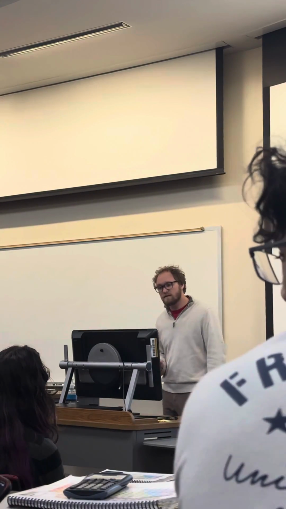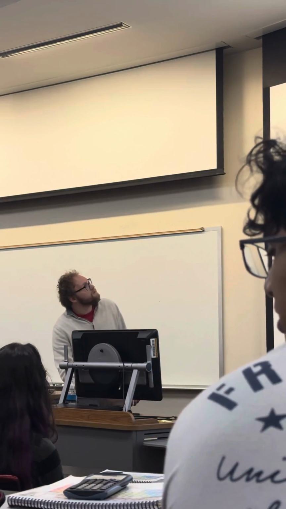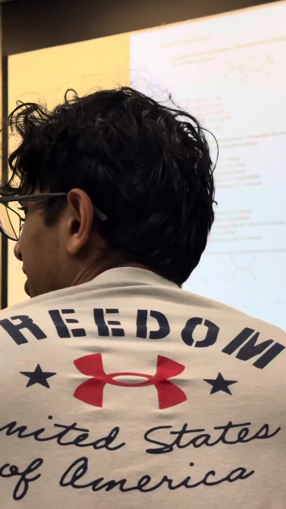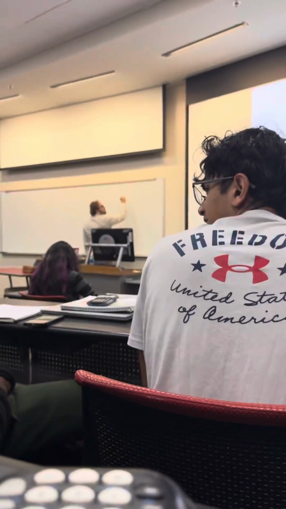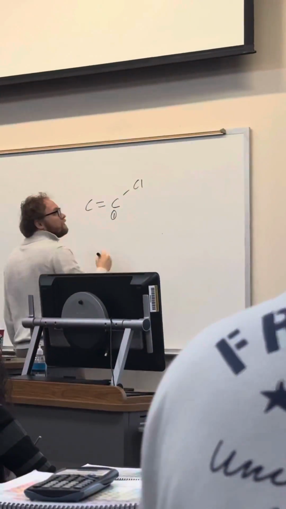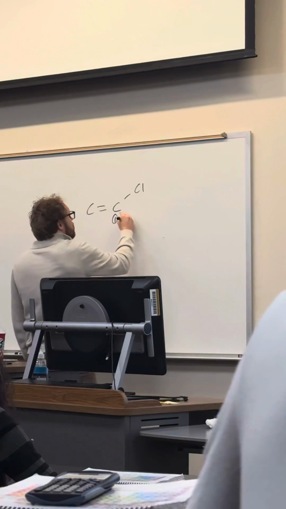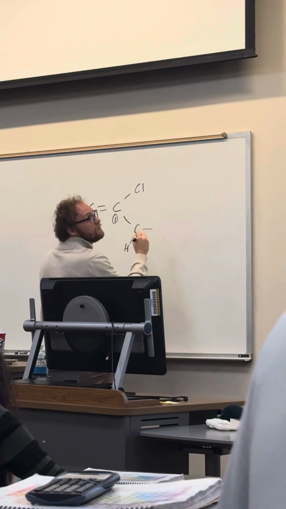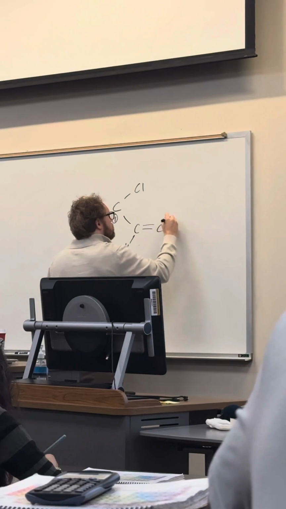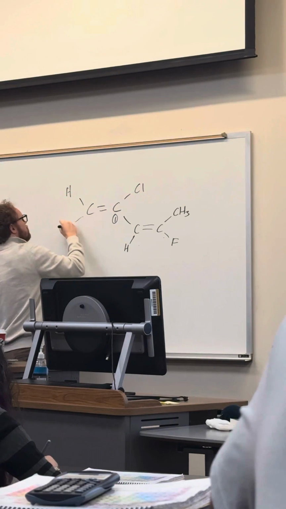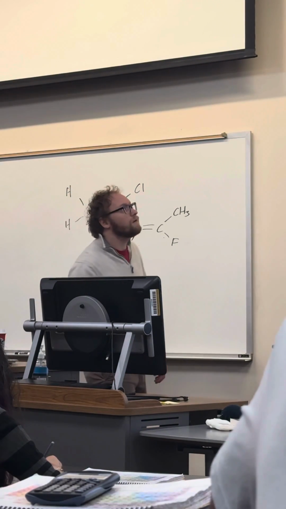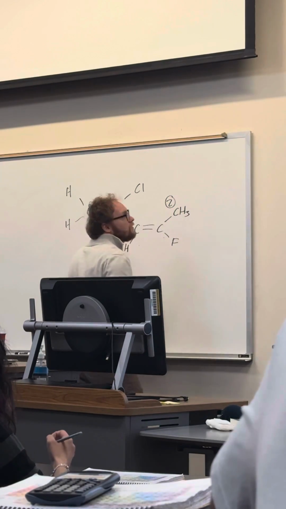Okay. Consider the same molecule above: CH2, CCl, CH, CF, CH3. Let's write it out so I can actually see it. Chlorine, where this is carbon number 1. Then it goes to carbon, hydrogen, carbon, and CH2. And then this one down here is my carbon number 2.